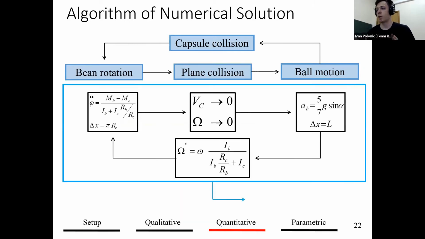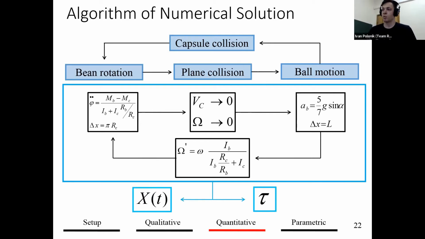Then we see a scheme of our numerical simulation. We simulate all 4 parts of motion with the general expressions you see on the frames, and we can get from this simulation the position of the beam as a function of time, and also the time needed for the beam to go down the same distance.